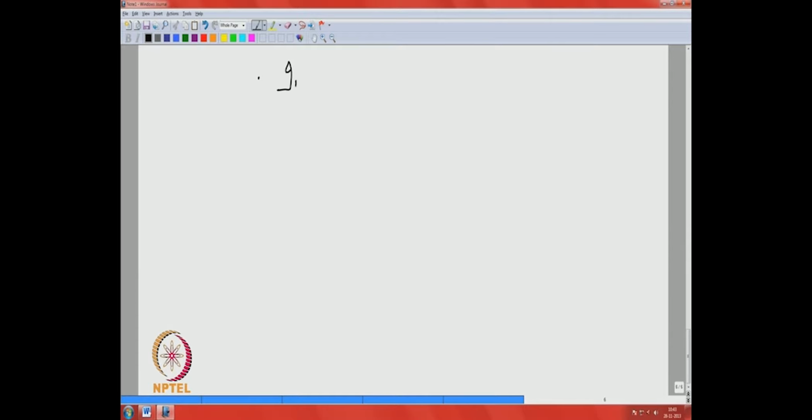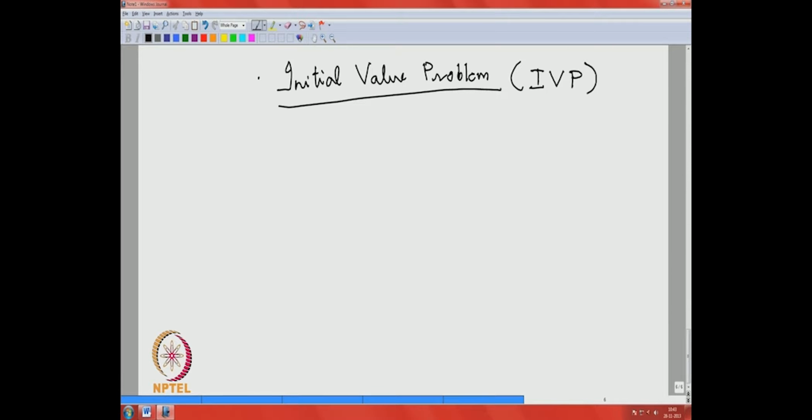So, now we want to explain a little bit about what is called an initial value problem, because what we are going to do is the initial value problem. Let me explain, which is normally called IVP. So, whenever you see IVP, it is nothing but initial value problem. Let me start with the easiest problem, called the integral calculus problem.